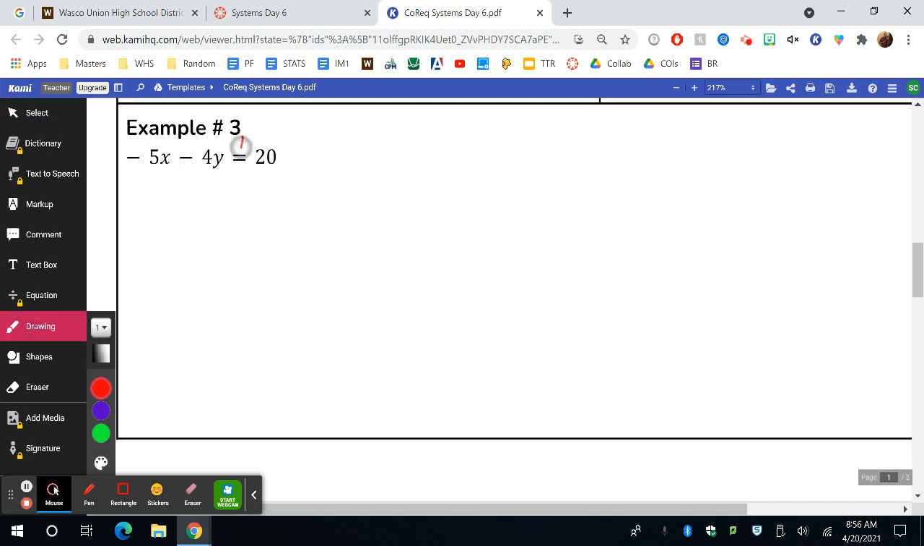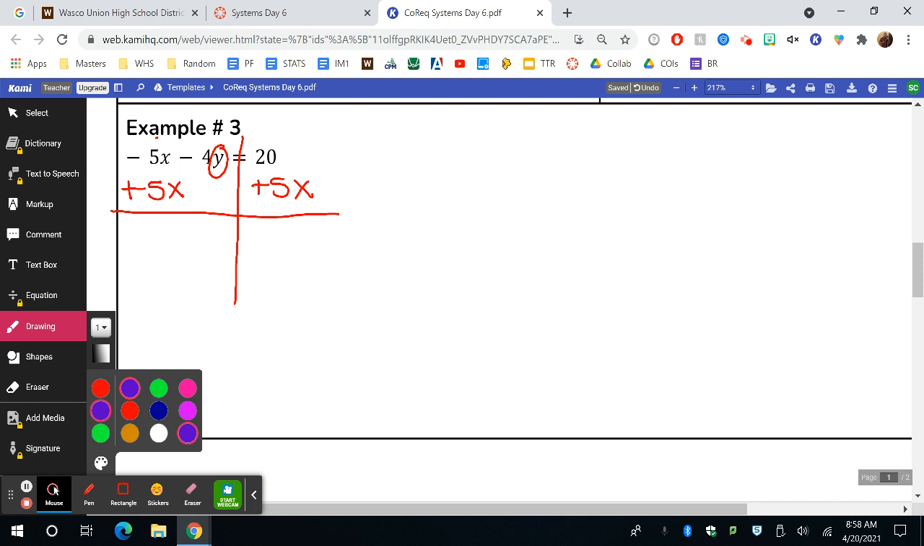I have the two sides of the equation, and I want to get y by itself. So we're going to add 5x to both sides. Since I have negative 5x, I want to do the opposite of subtracting, which is adding. So plus 5x, plus 5x.